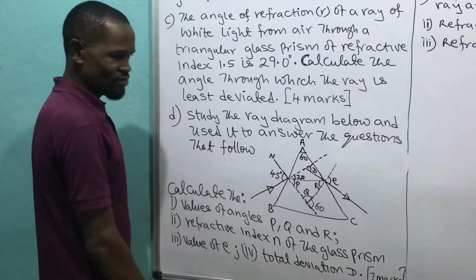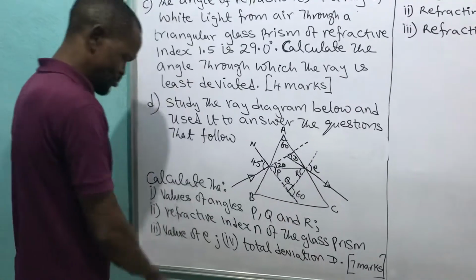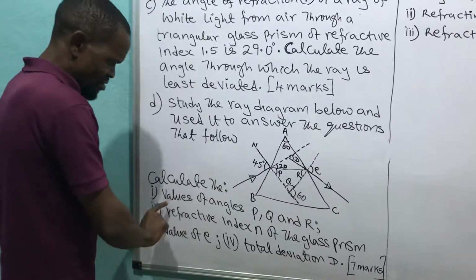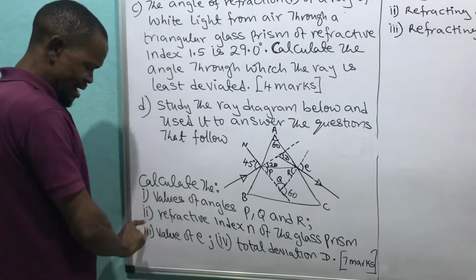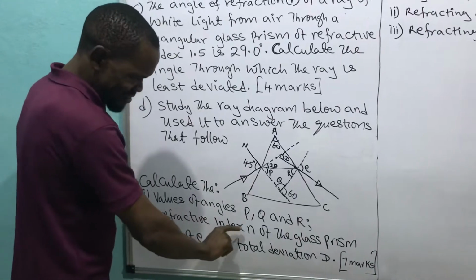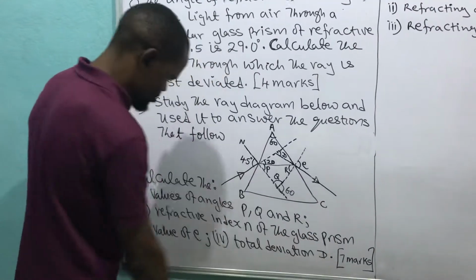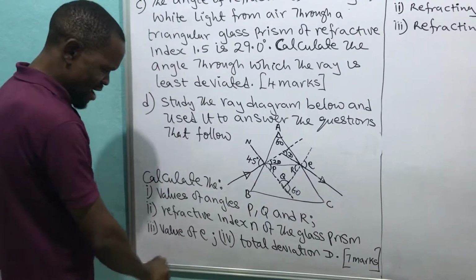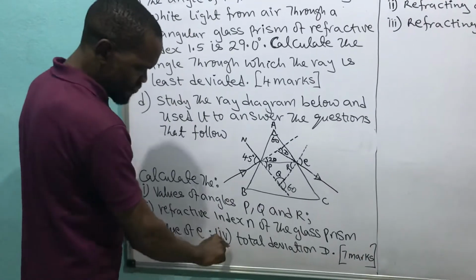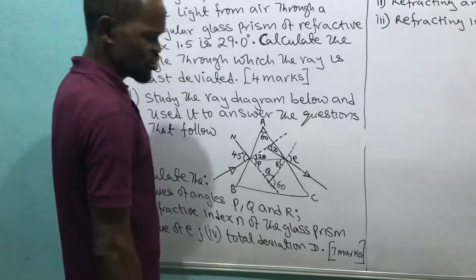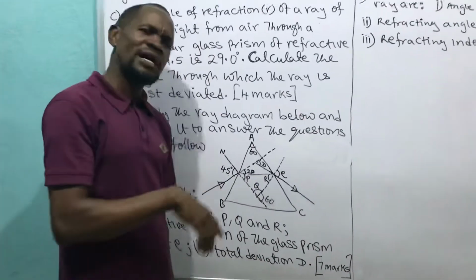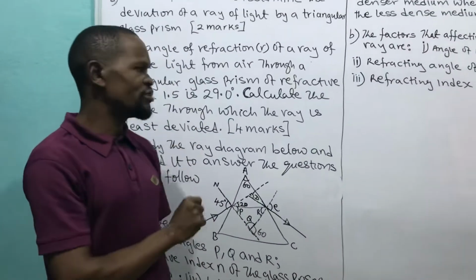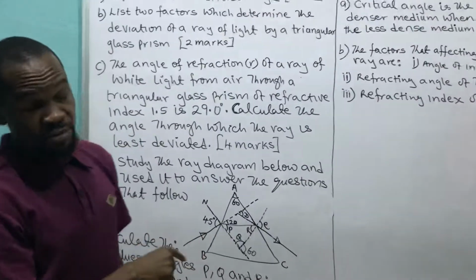Can you view the diagram properly? It says calculate the value of angle PQR, then II, the refractive index n of the glass prism, III, the value of E, IV, the total deviation, and it carries 7 marks. The total of these marks is 15 marks.